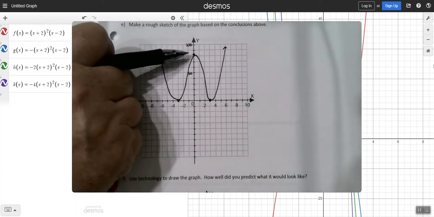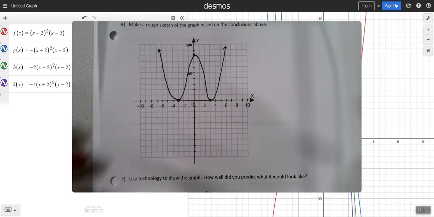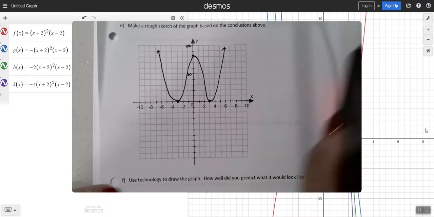Now, the way I have this drawn, it looks like my maximum is pretty close to the y-intercept, 0, 81. Because of the symmetry in this graph, that may actually be true, although I don't know that for sure. But I think that's probably a pretty good representation of the shape of this graph. And we did all that by hand, right? No technology thus far. Let's see how close we came.